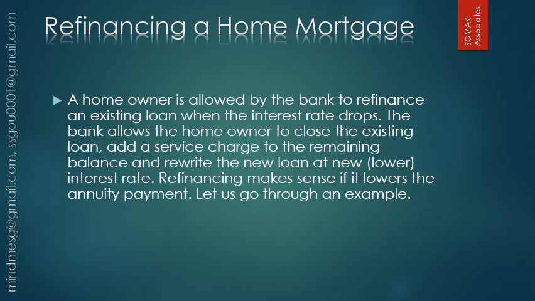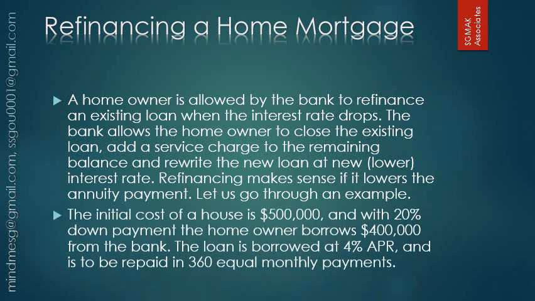Let's walk you through an example. It will help you to repay your house mortgage or car payment. Typically, it is more used for a long-term loan for a home mortgage. The initial cost of a house is $500,000, and with a 20% down payment, the homeowner borrows $400,000 from the bank. The loan is borrowed at 4% APR and is to be repaid in 360 equal monthly payments. So that's a traditional 30-year loan, and payment is made every month.